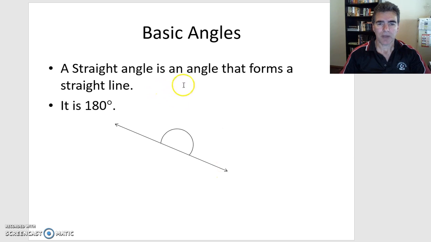Once we get to 180 degrees, we call this a straight angle because it forms a straight line. So any angle that forms a straight line is a straight angle and adds up to 180 degrees.